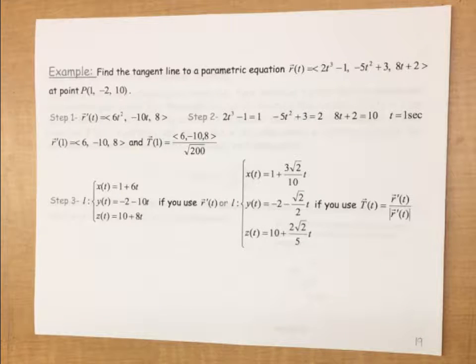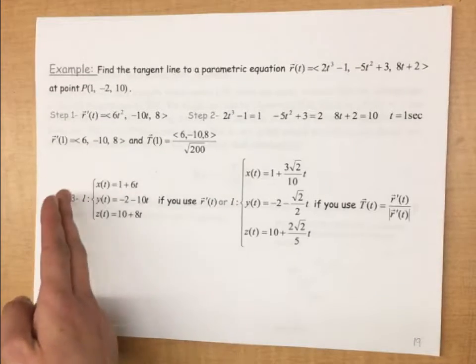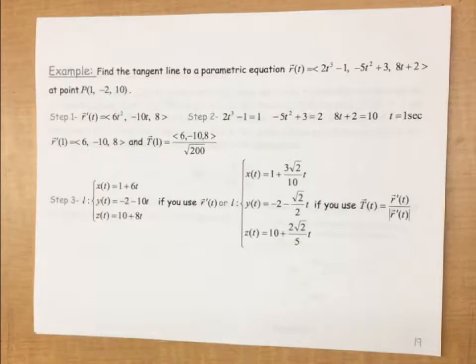And so we're going to find the tangent line to the parametric equation r of t equals 2t cubed minus 1, negative 5t squared plus t, and 8t plus 2 at point P, which is (1, -2, 10). And so for the first step, we're going to find r prime of t, which is 6t squared, negative 10t, and 8. And then r prime of 1 is 6, negative 10, and 8, I'm sorry.